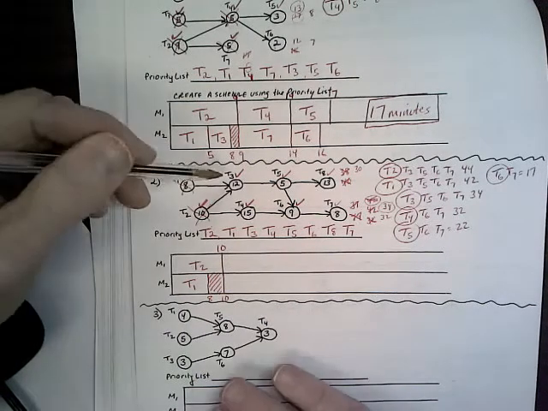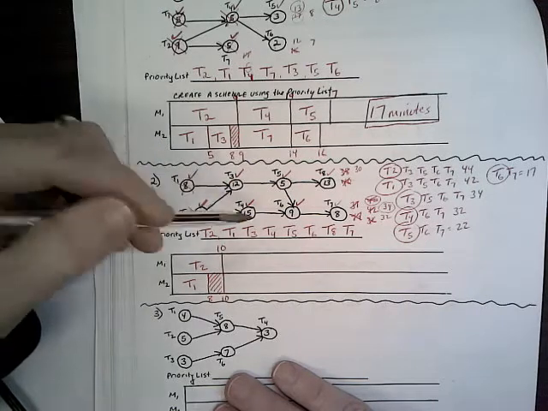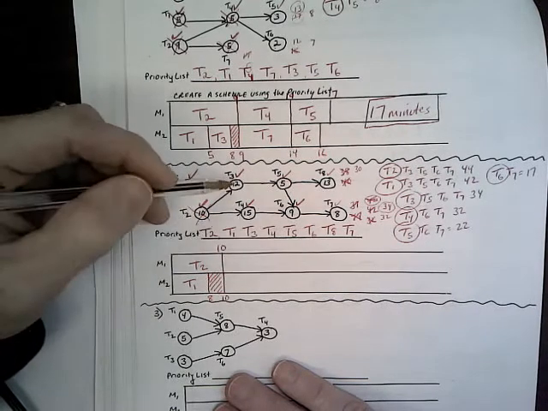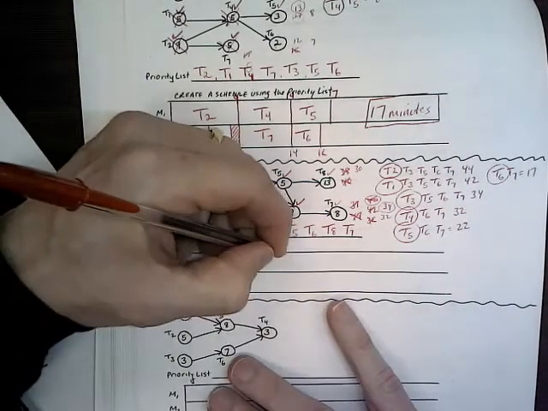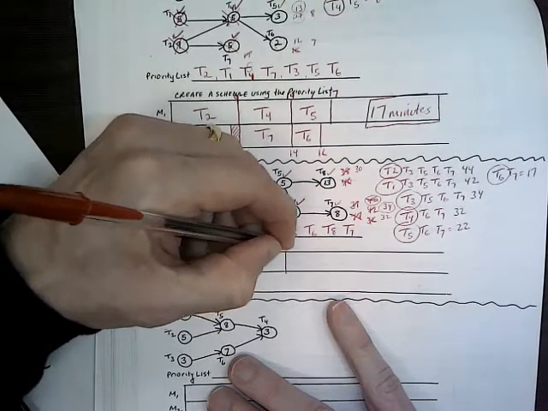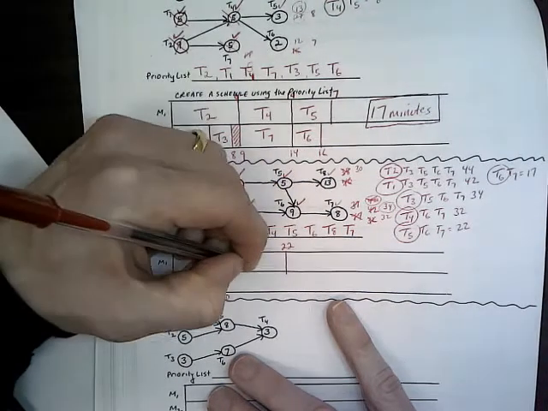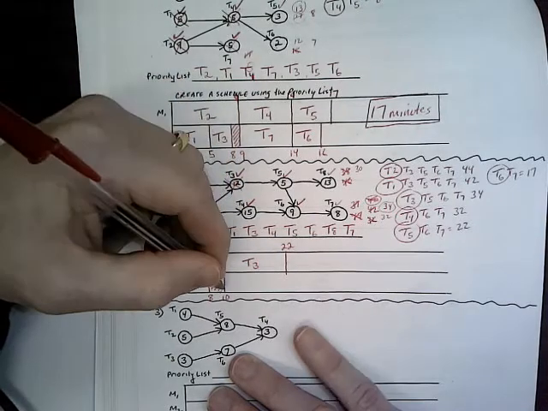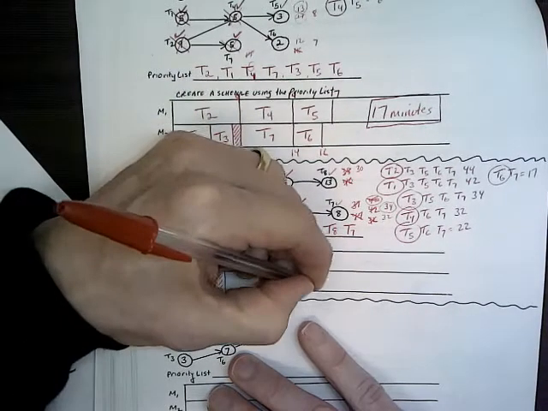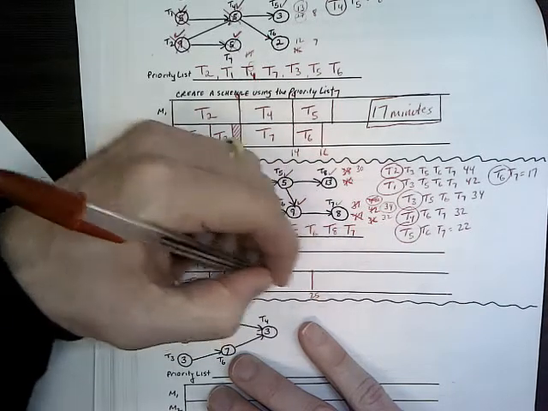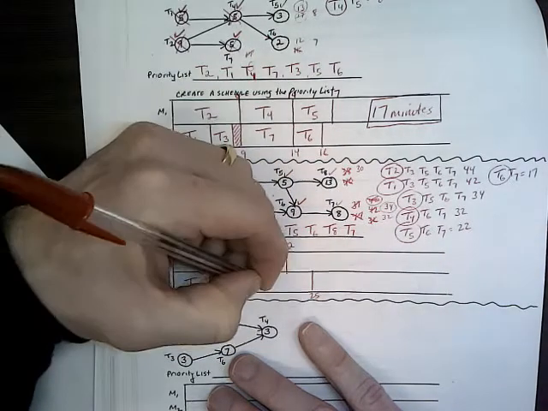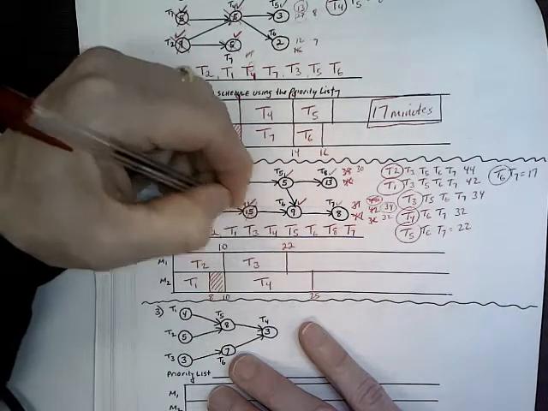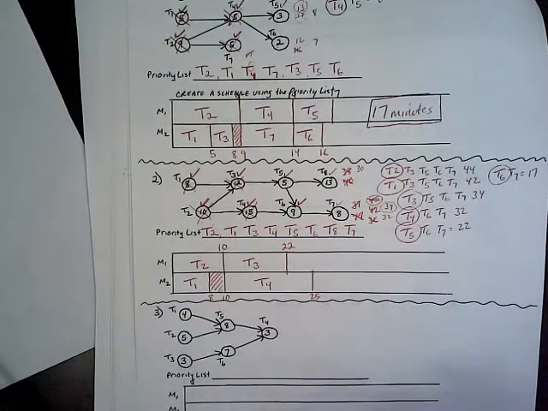Now at this point, 3 and 4 can both go. 3 has priority over 4, so 3 is 12 minutes. 10 plus 12 is 22. Got that done. T4 is going to go down here. 10 plus 15 is 25. Okay, we got that out of the way.